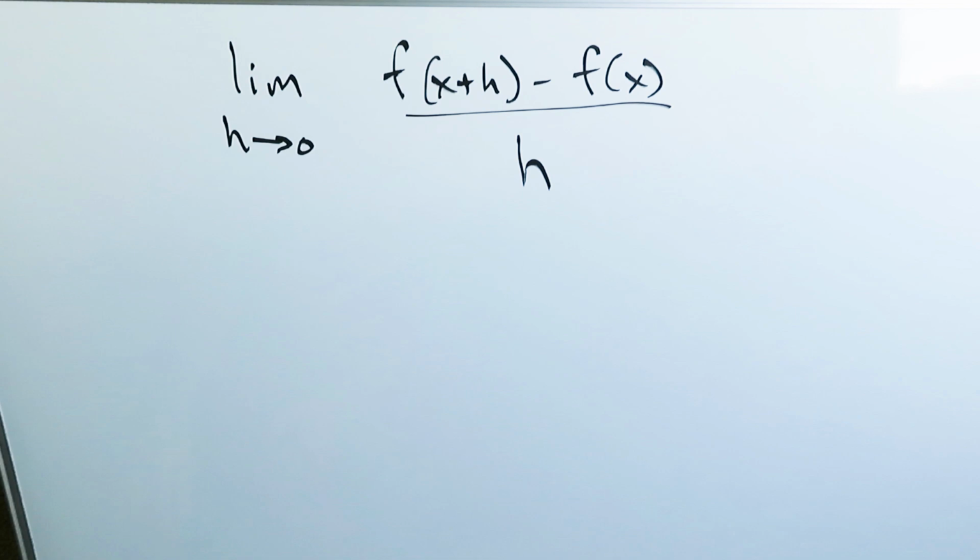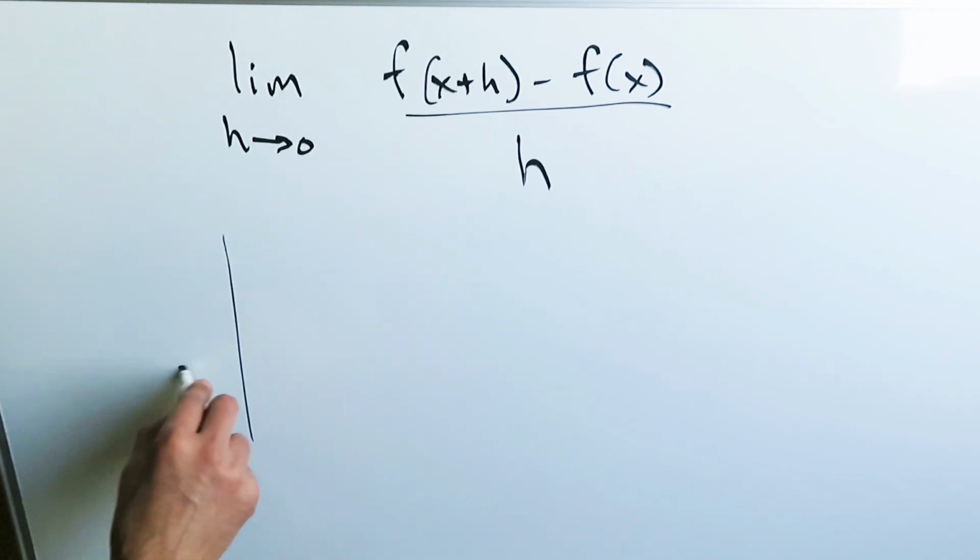Limit as h approaches 0 of f of x plus h minus f of x, divided by h. What does this mean and represent? It is the basic definition of a derivative, which will give you the slope of a curved line at a particular point. Consider this simple representation.